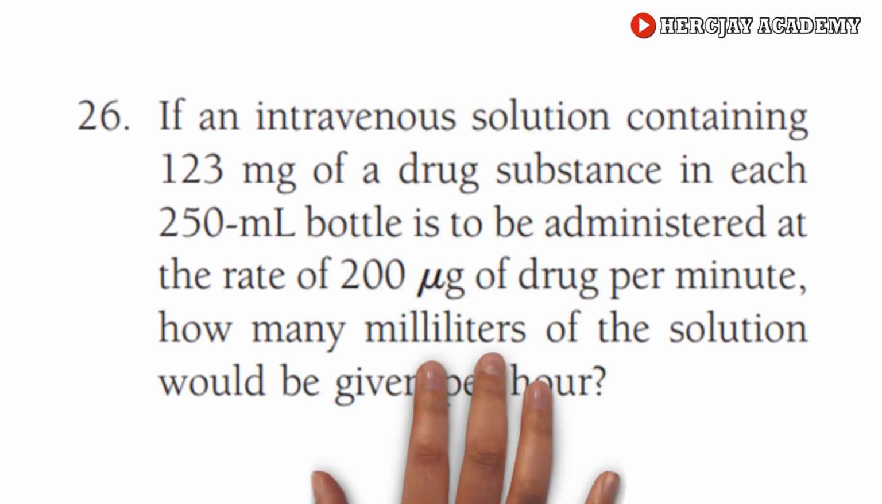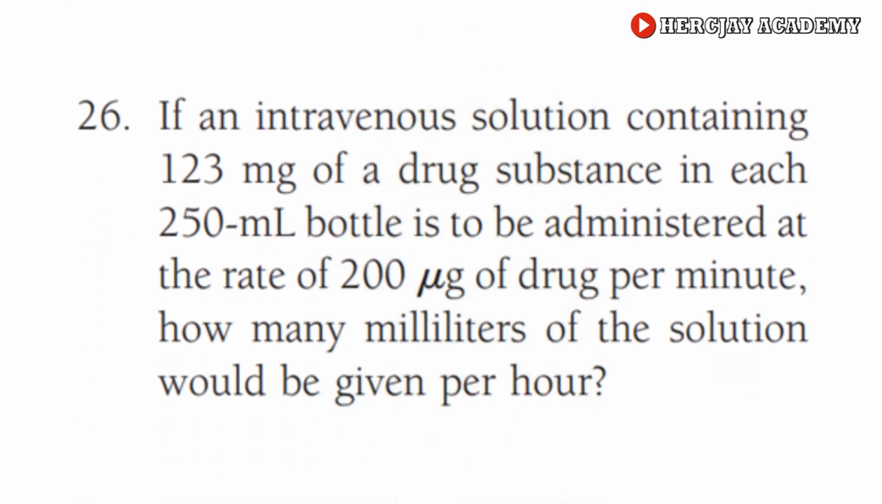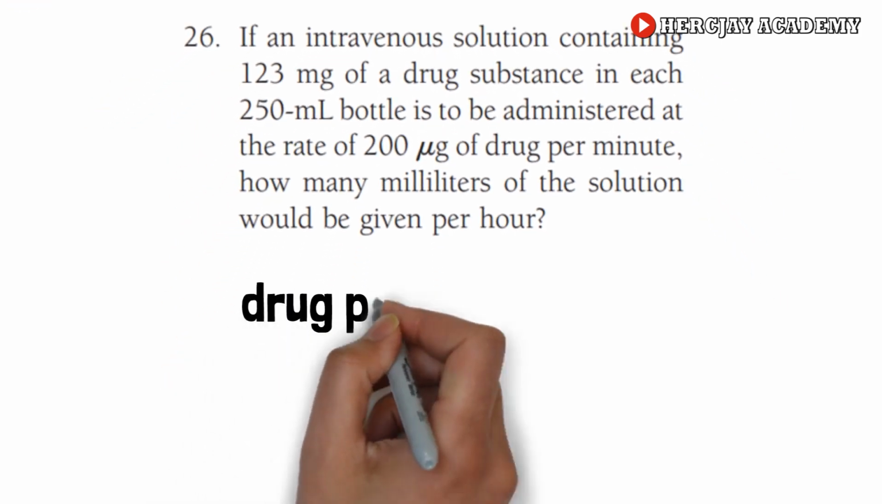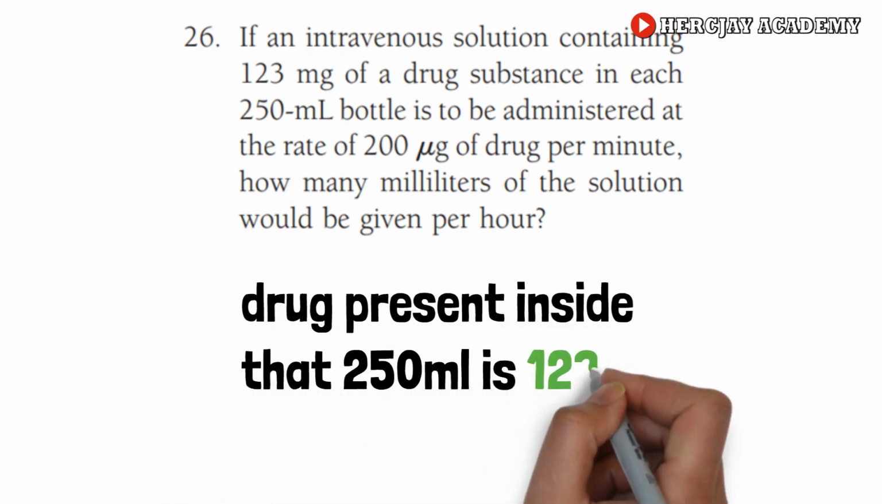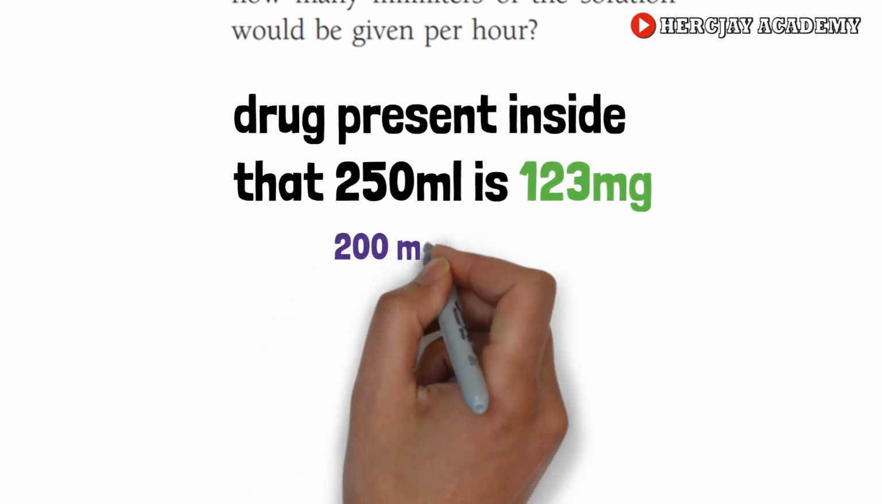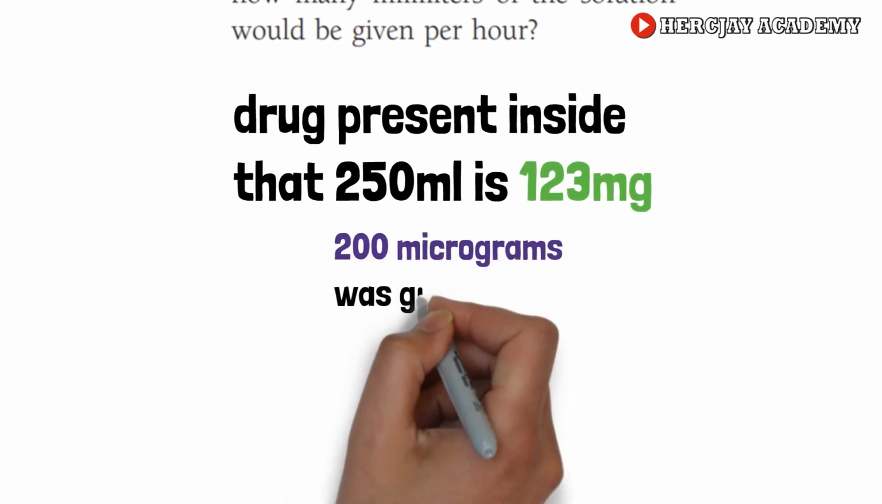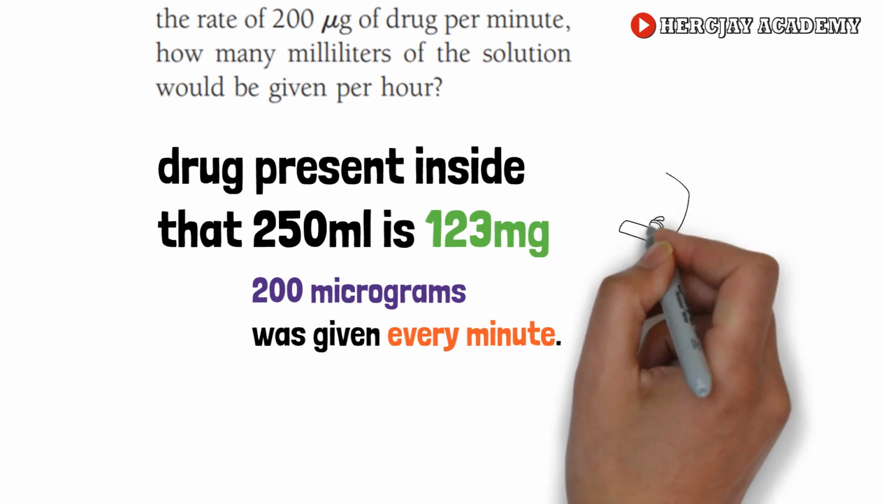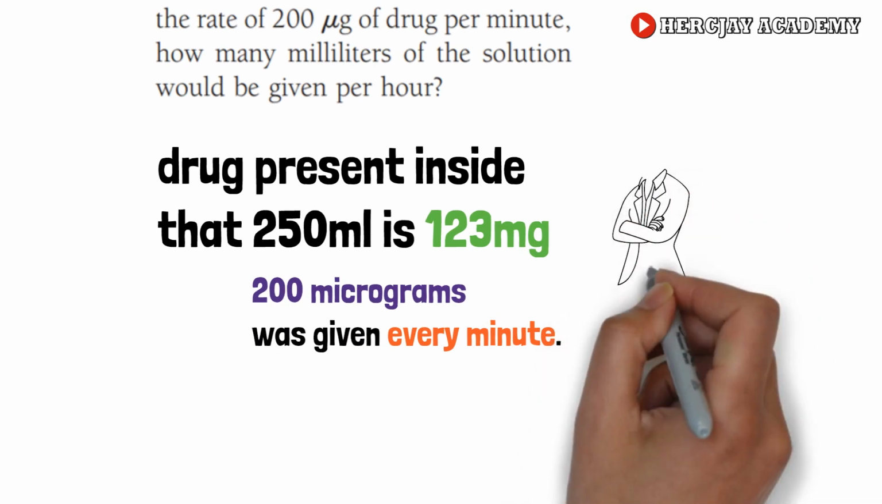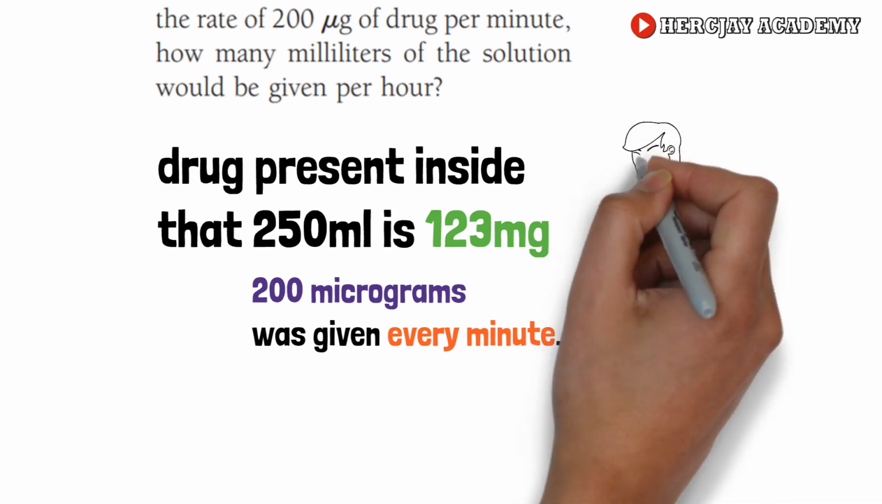If an intravenous solution containing 123 milligram of a drug substance in each 250 ml bottle is to be administered at the rate of 200 micrograms of drug per minute, how many milliliters of the solution will be given per hour? So basically, the entire preparation is 250 ml and the total amount of the drug present inside that 250 ml is 123 milligram. However, the drug was administered in such a way that only 200 micrograms of the drug was given every minute. Now, we are asked to determine how many milliliters of the solution would be administered in 1 hour if we are given 200 micrograms of the drug every minute.